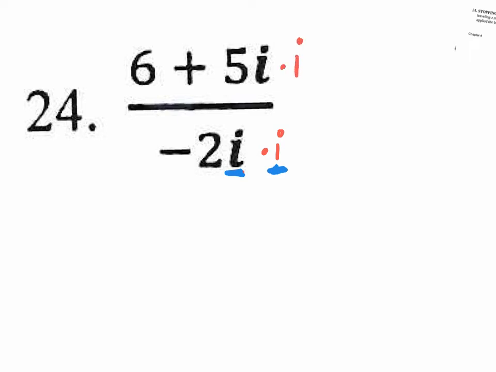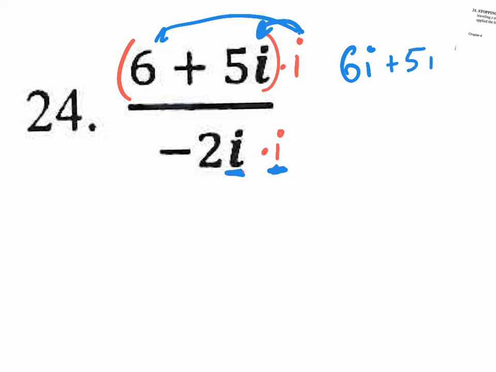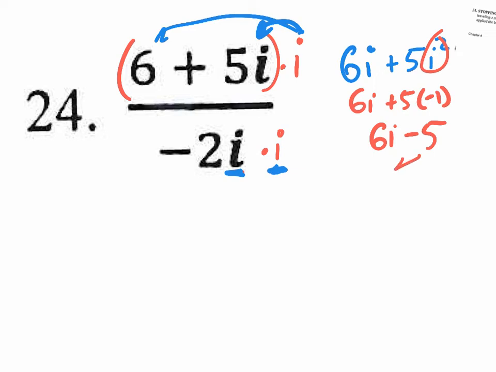The only thing is up on top I do have a binomial. So let's distribute. i times 6, that's 6i. i times 5i, that's plus 5i squared. And we should all know that i squared is really a negative 1. So what we really have up on top is 6i plus 5 times negative 1, which is really a 6i minus 5. Now remember, you want your real part first, your imaginary part second. So let's switch them. Let's put the minus 5 over here and the positive 6i second.